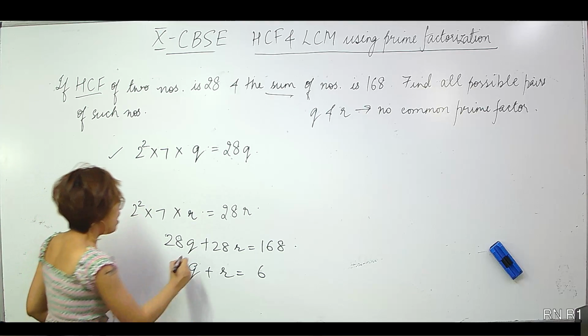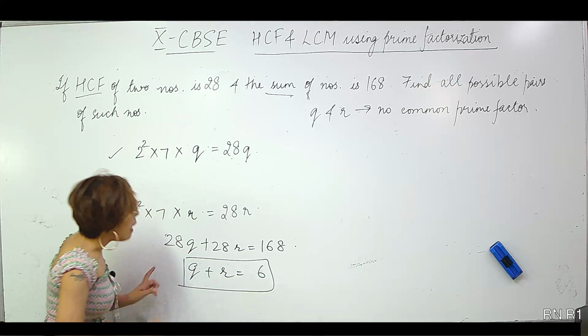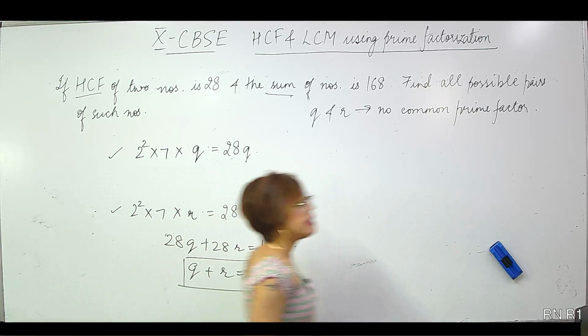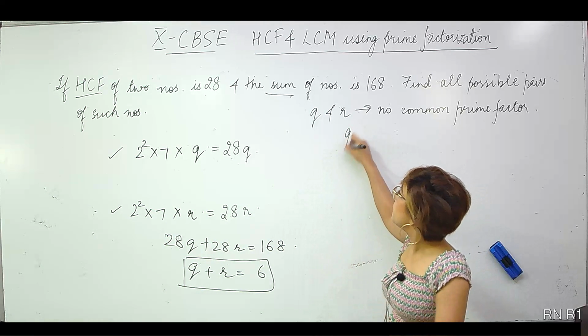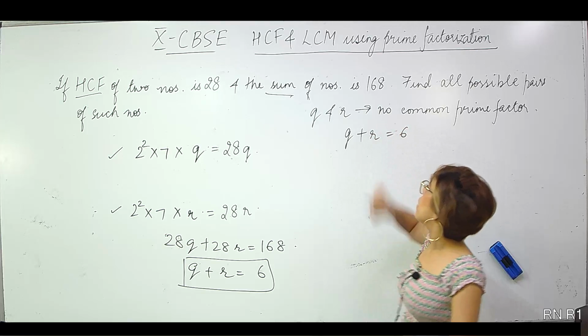Right? Now, this is an equation and I know that Q and R are natural numbers. That means I can write the answer. Q plus R is equal to 6. Let me look at the solution.